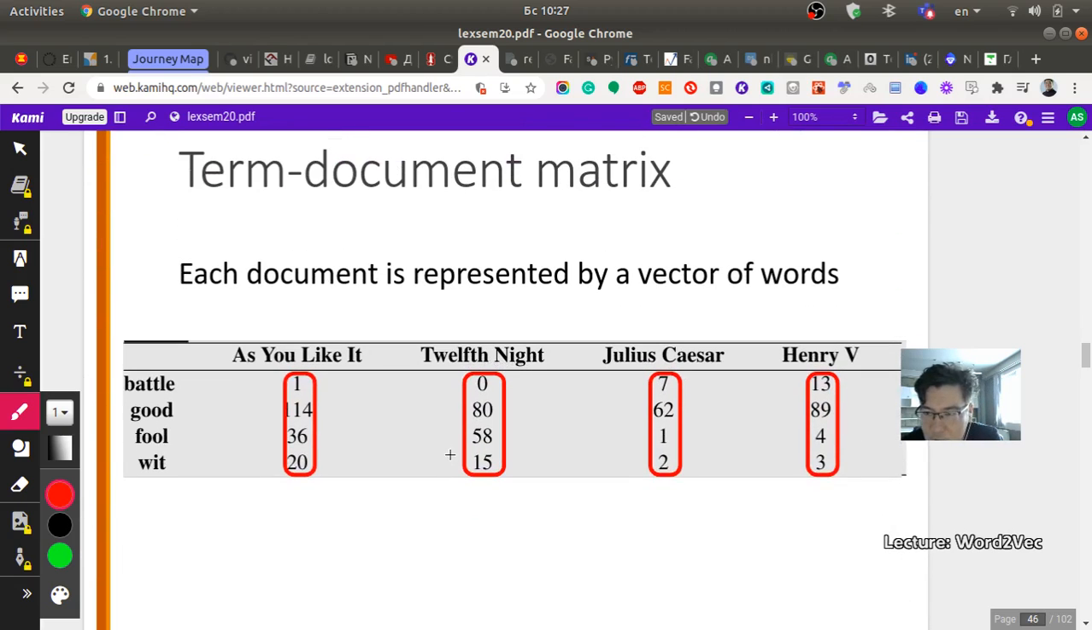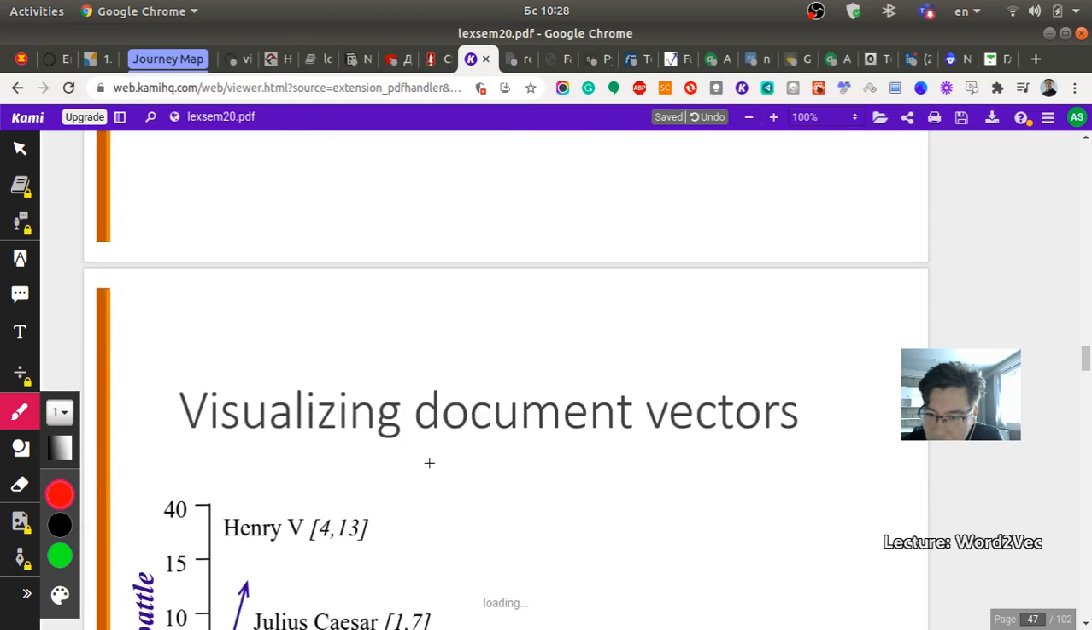Okay, so this is a term-document matrix. As you remember, this is, for example, some document. It is "As You Like It," and it contains battle one time, good 114, fool 36, wit 20. And so for each document we have such counts. We can also use this for different purposes.